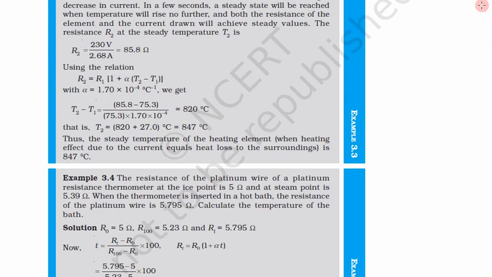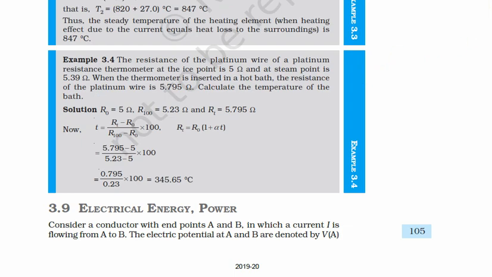Now let us see another example. In this next example, the resistance of the platinum wire of a platinum resistance thermometer. That means we have a thermometer, and the thermometer is measuring temperature by the changing resistance of platinum wire. You know that with the temperature the resistance of any metal changes, so the resistance of platinum wire also changes. So as the resistance changes, just by measuring the resistance you can say that this is the temperature.